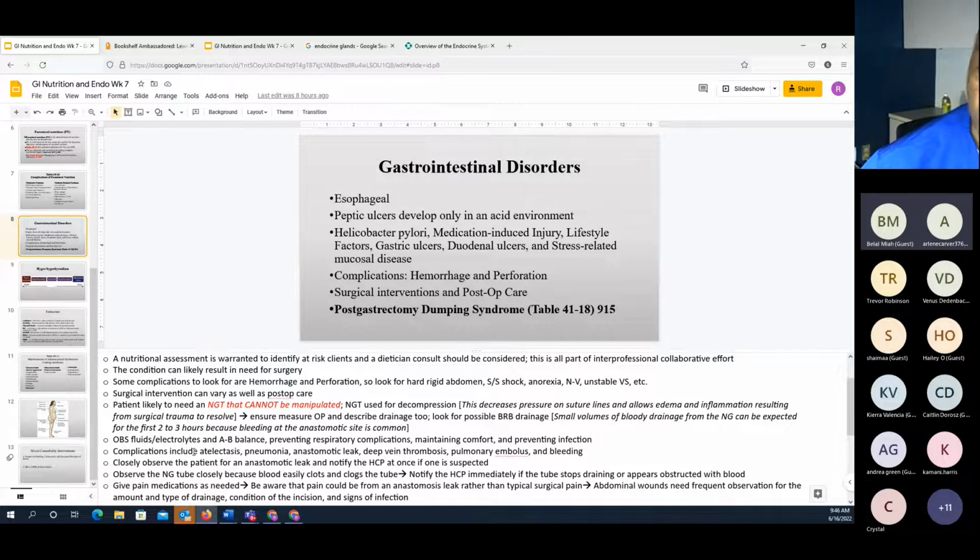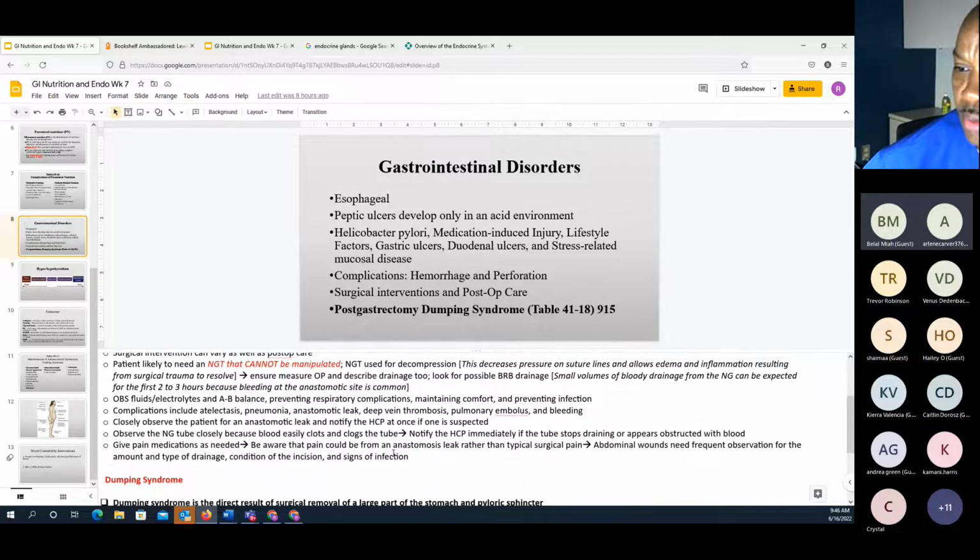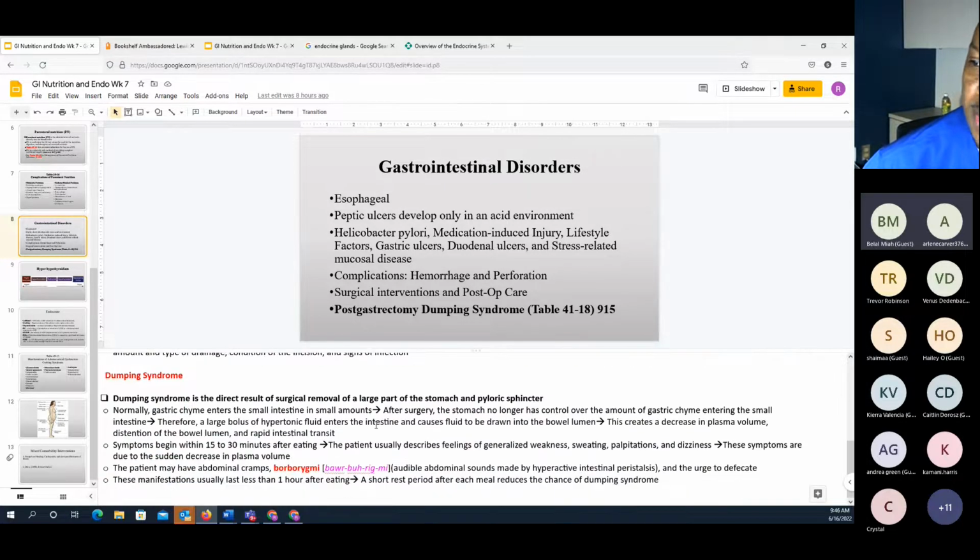And of course, you're looking for your electrolyte issues, acid-base issues, respiratory problems. This is all post-op stuff that you guys pretty much already know. So anyway, make sure you take a look at this information. Again, pretty self-explanatory, the information I provided for you. Dumping syndrome, you're going to see this again next week. All right, so take a look at it, see what it's all about.